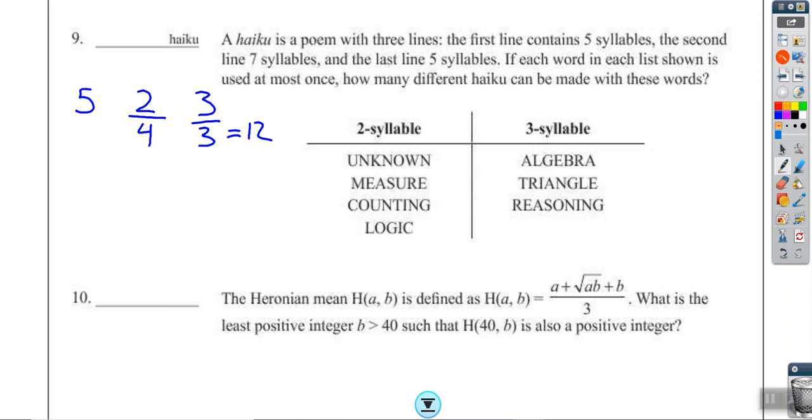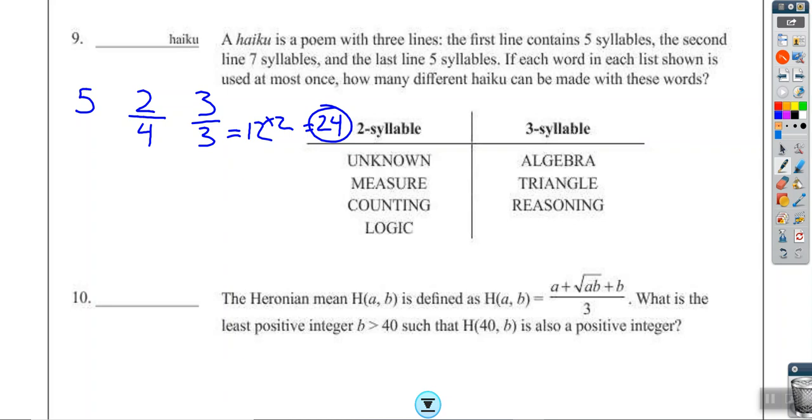But wait a second. Do I have to start with a two-syllable word? No. I can start with a three-syllable word. So I have to double this so that I can switch the order, because I can go three-syllable word, two-syllable word. So this has a grand total of 24 options for my first line. We okay so far? Okay.